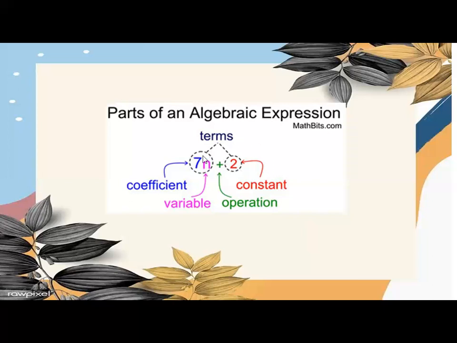So if you have a number with an alphabet, then we call the number the coefficient and the alphabet the variable. If you have a single numerical digit, then it is called a constant. So these terms, coefficient, variable, operation, and constant are the parts of an algebraic expression.